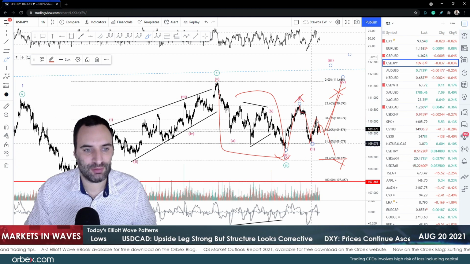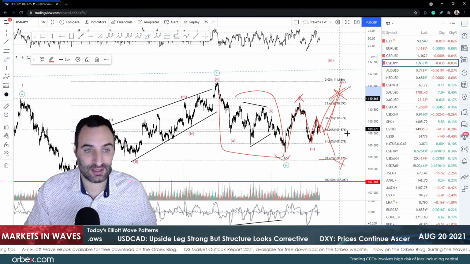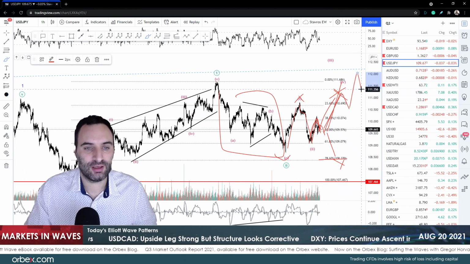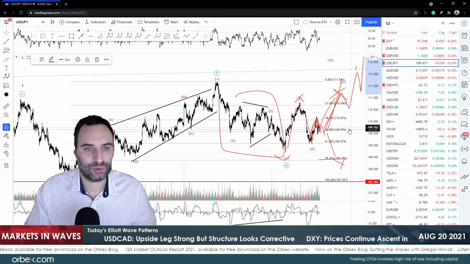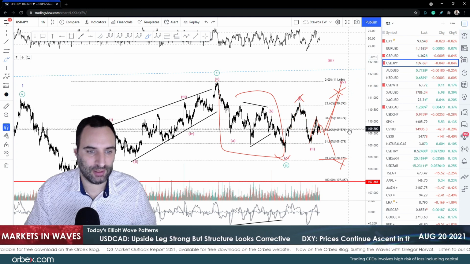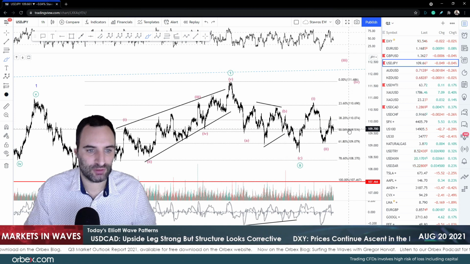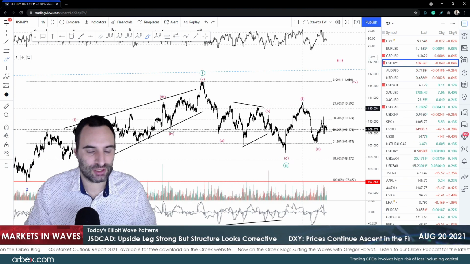So we can have an ABC and another ABC here, either as X and then Y down, or this is 1, 2, 3, 4, and 5. And then that's going to be my 1, my 2, and we'll continue higher up in minute wave 3. Okay, so this is what I'm looking for here for USDJPY as well.